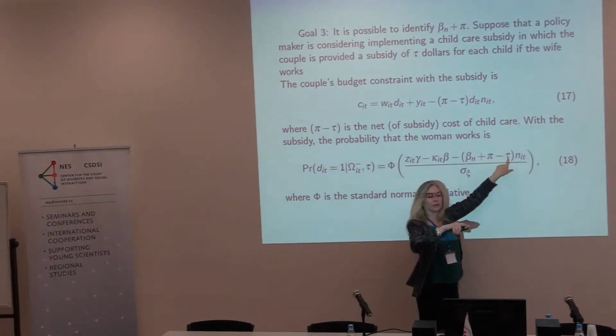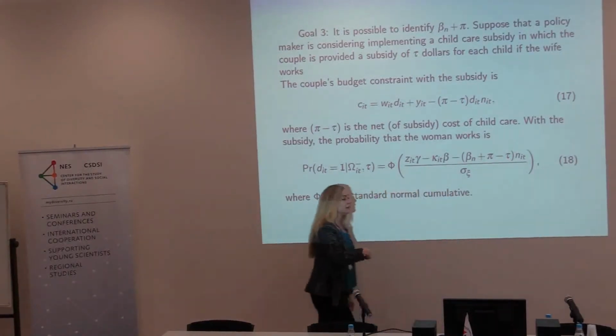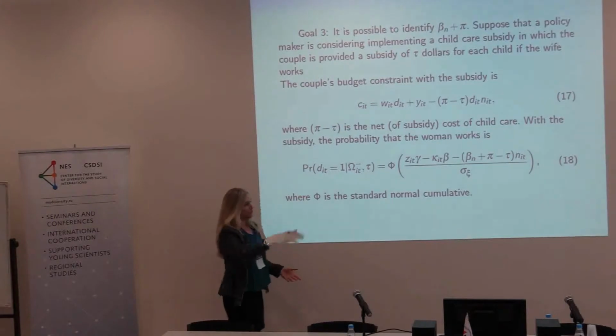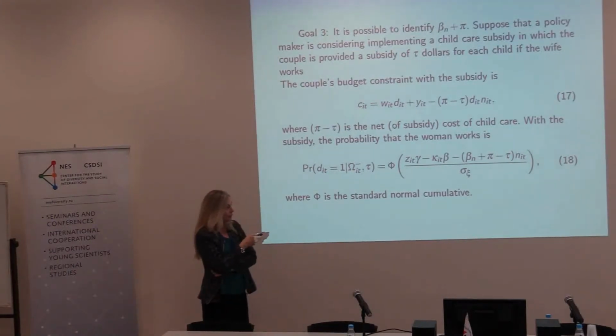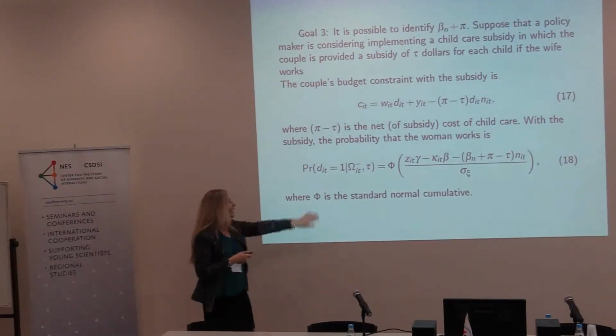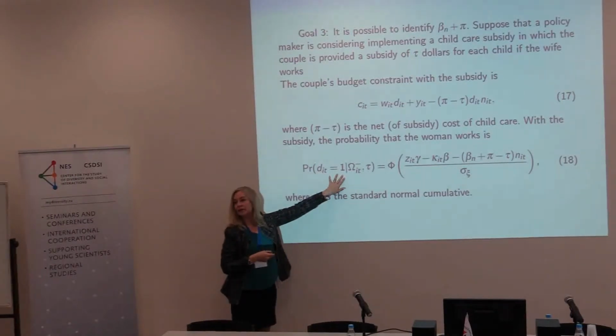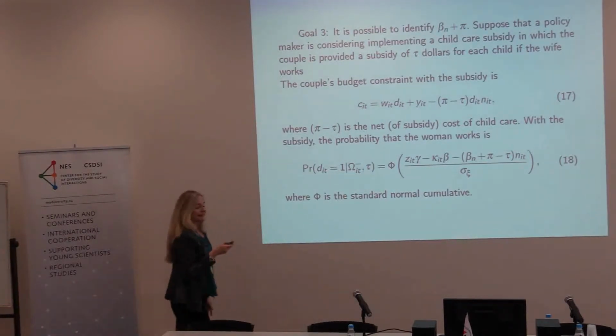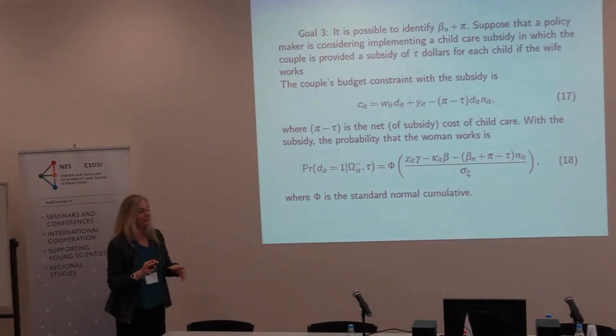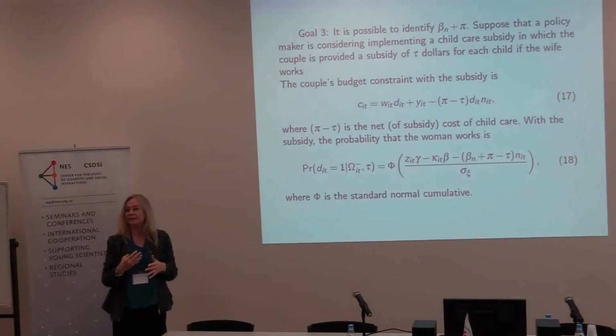I could have the subsidy range from 0 up until whatever subsidy I wanted to try, and then I could see how many women will choose to work under different values of the subsidy. The reason I'm able to do that is because the subsidy is similar to a change in the wage.